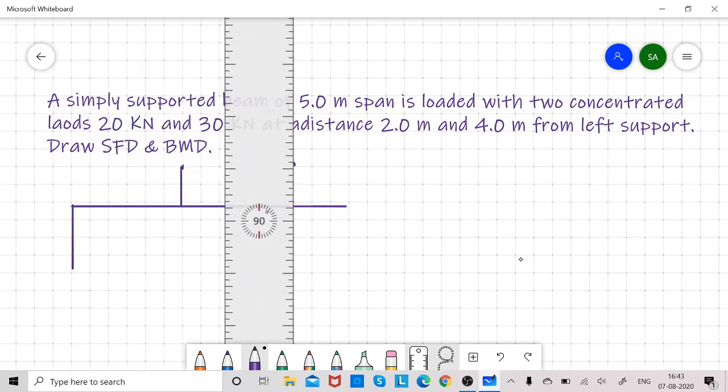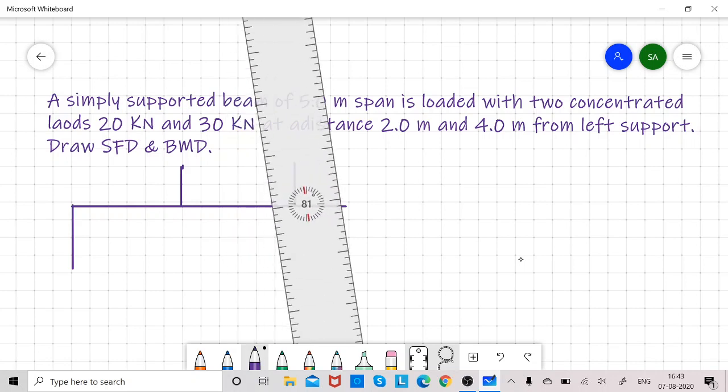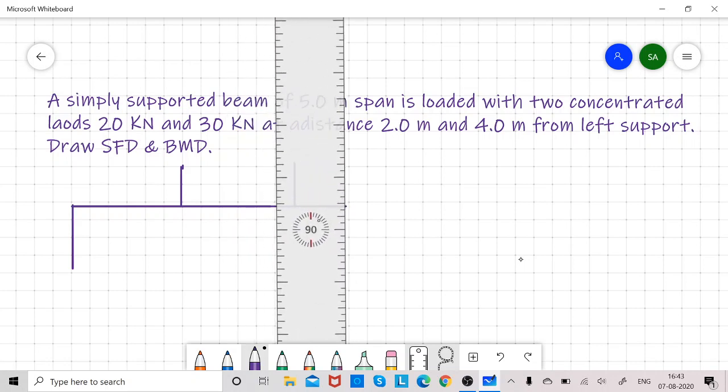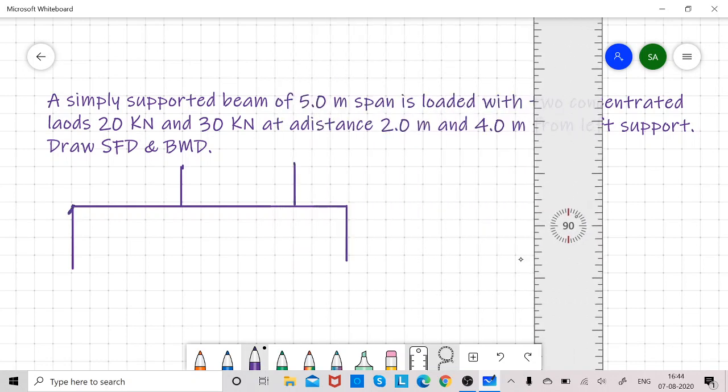I am showing the loads acting on the beam and the support. So this is support A, this is support B. Let us call this point C, this is D. First load is 20 kilonewton, second load is at distance 4 meter, 30 kilonewton.